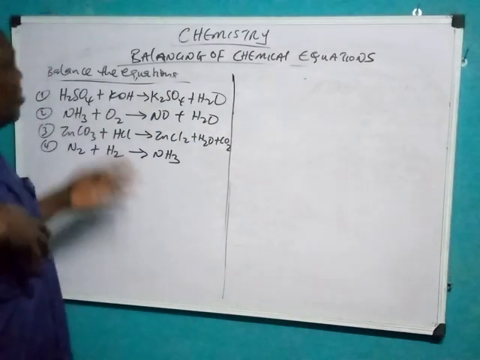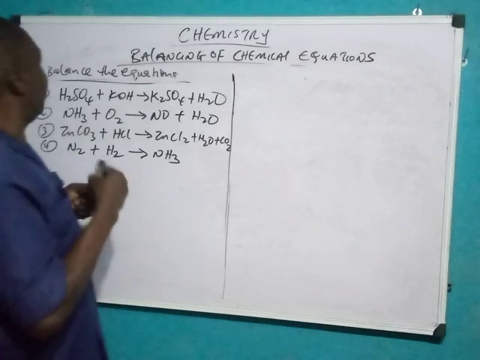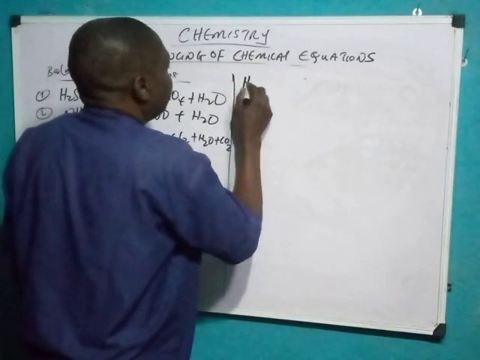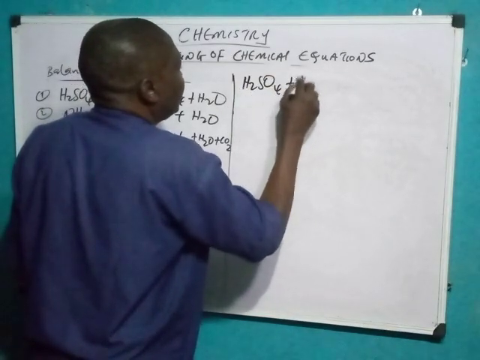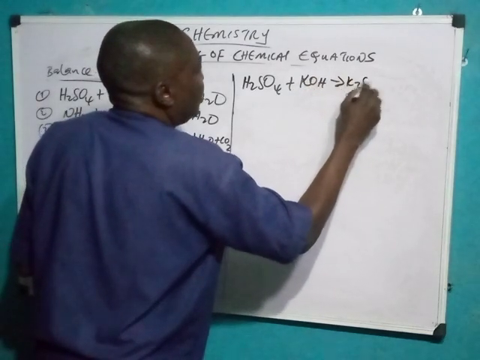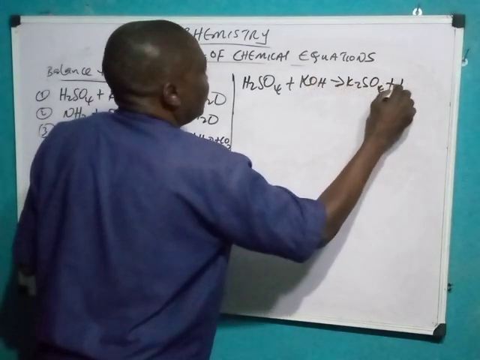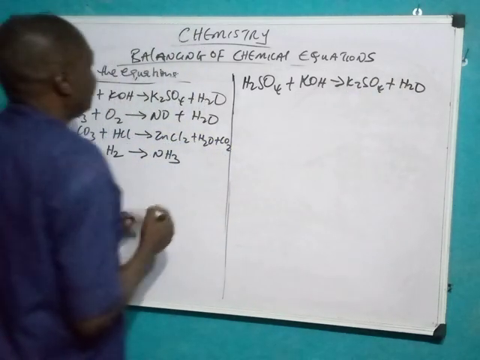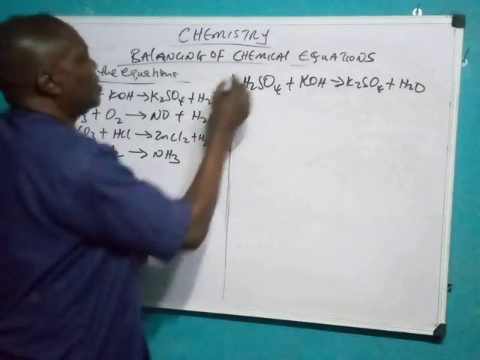Now, the first question is H2SO4 plus KOH gives K2SO4 plus H2O. Good. This is question 1.